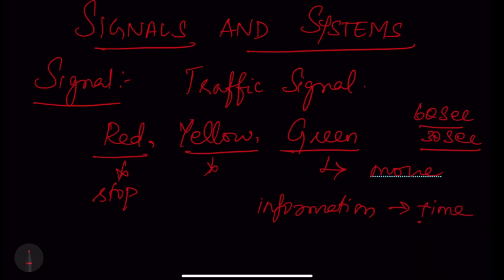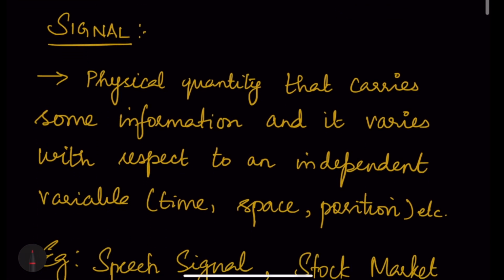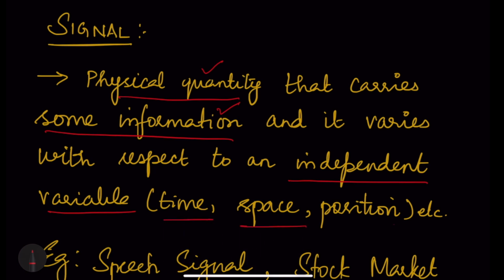So having this example, let us discuss and define what a signal is. How can we define a signal? A signal is a physical quantity. It carries some information and it varies with respect to an independent variable. So that independent variable can be either time, space, position, etc. Here we are dealing with an independent variable called time.